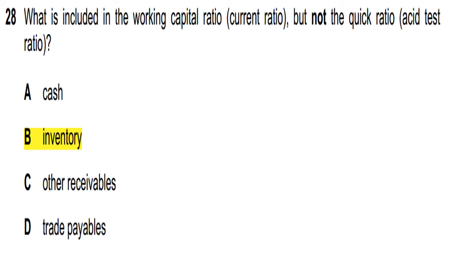And question 28: what is included in the working capital ratio, current ratio, but not in the quick ratio, acid test ratio. Inventory is not included in the quick ratio. It is included in the working capital ratio, that is called current ratio.